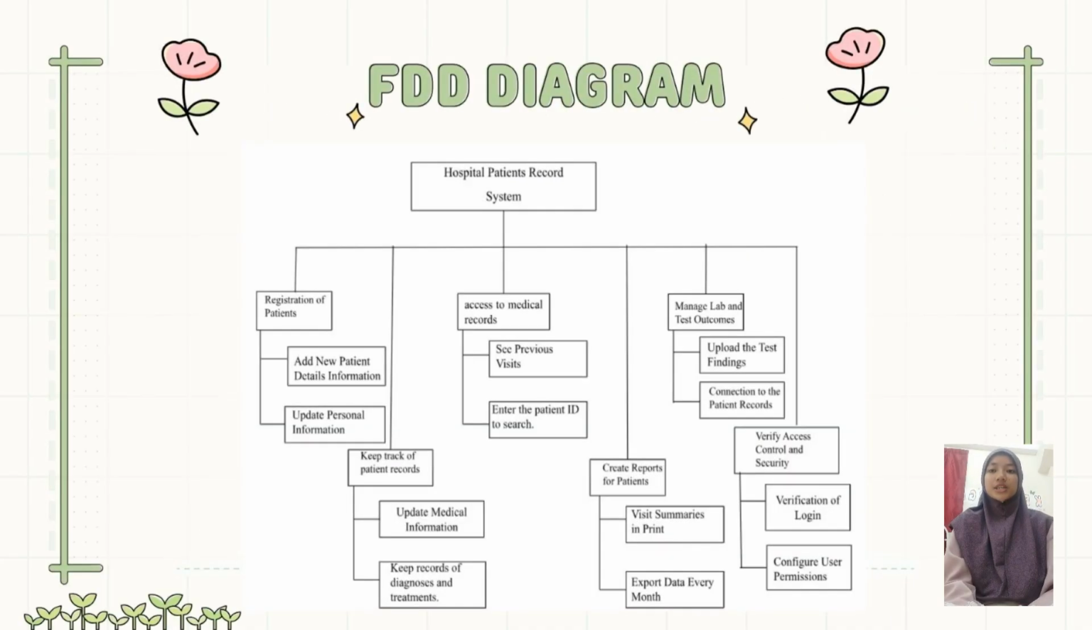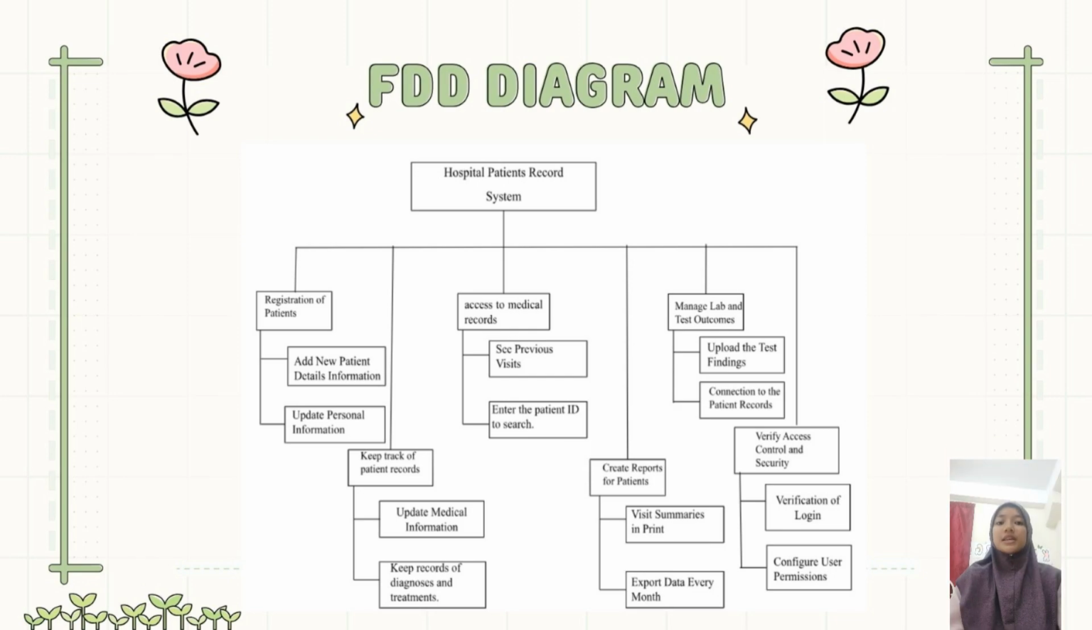A functional decomposition diagram (FDD) for the hospital patient record system. First, registration of patient. This includes adding new patient detail information like name, phone number, and address. Second, update personal information, like change or correct details if needed. Next, access to medical record. The system helps staff find and update medical information. This includes see previous visit, like look at the patient's past visits to the hospital, and enter the patient ID to search, use a patient ID to find the right record.